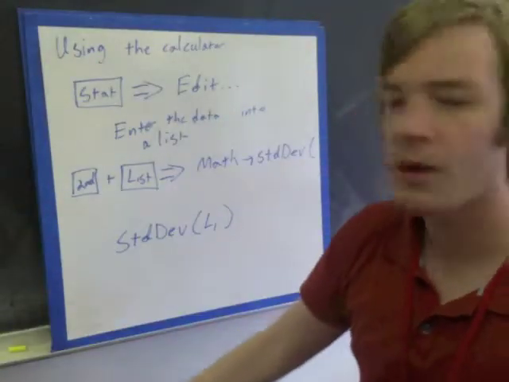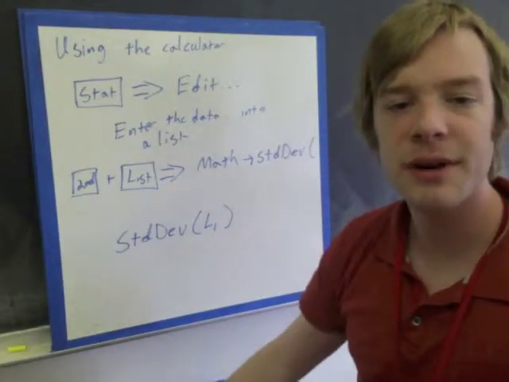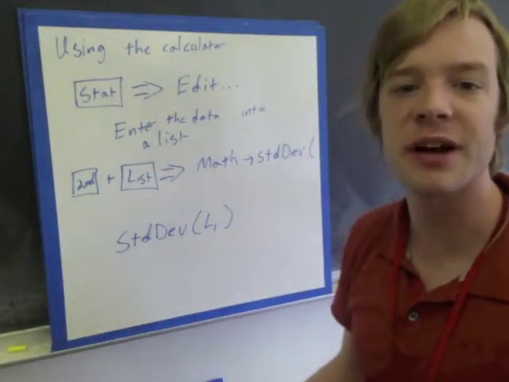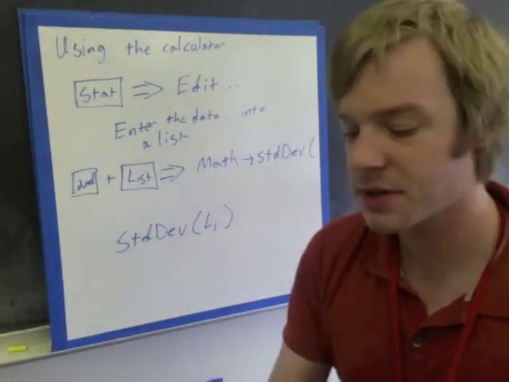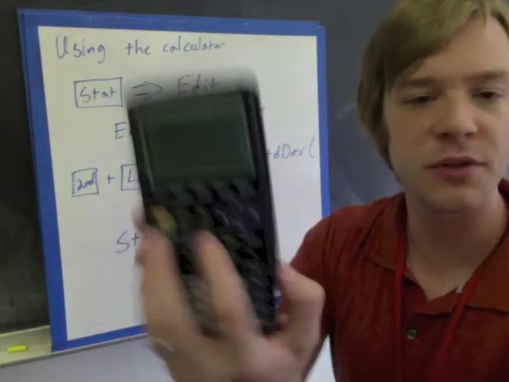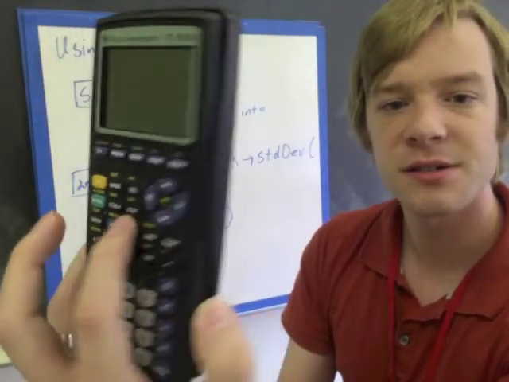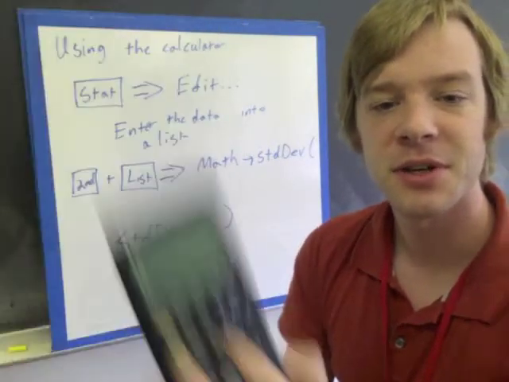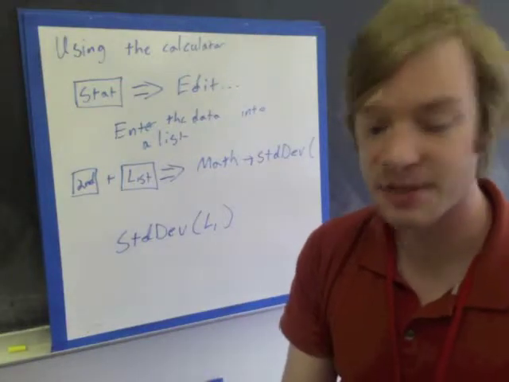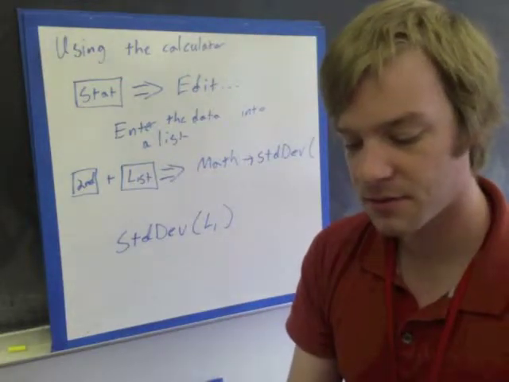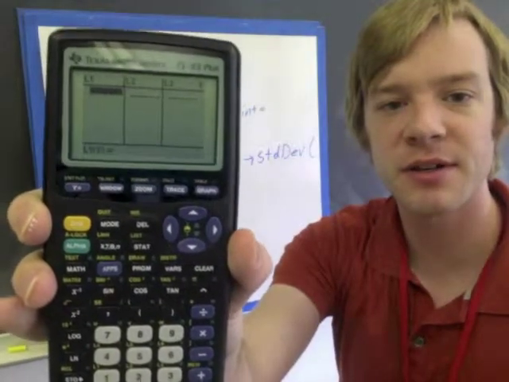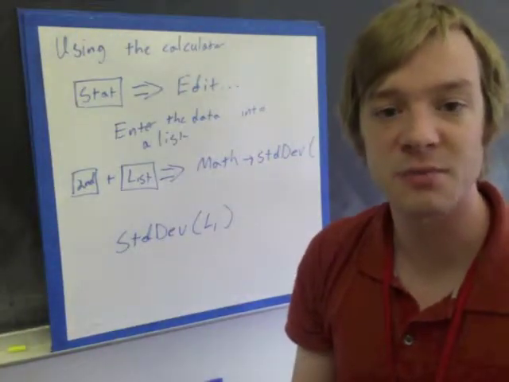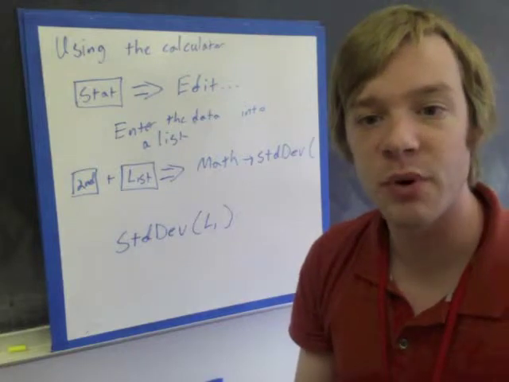Alright, so let's talk about how we figure this out using our calculator. So first off, we need to go to the stat menu. The stat menu is right here below the delete key. We're going to go there and we're going to go to edit. So you should have this type of menu pulled up right there, and you're going to enter at this point in all of the data points that you need to enter in.